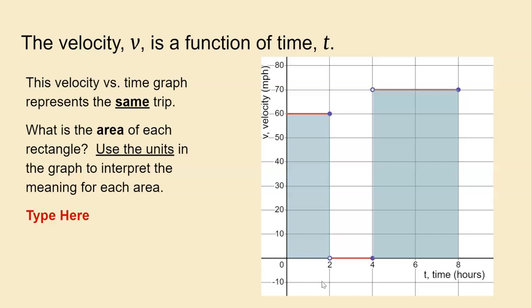All right, now we're getting into the new part. I'm asking them to find the area of the shaded regions here. These are rectangles. Use the units in the graph to interpret the meaning for each area. Well, what I do, and I actually put this up on the big whiteboard, is I will actually do this in front of the kids.